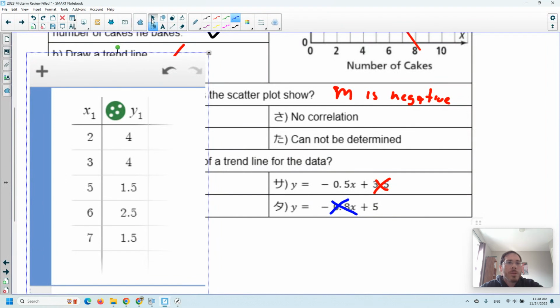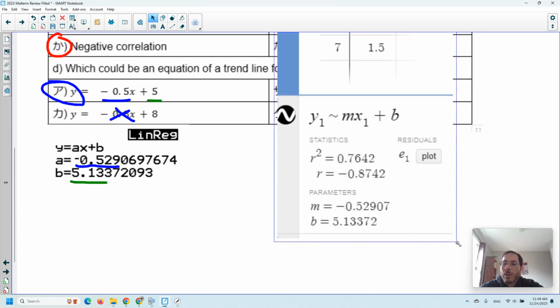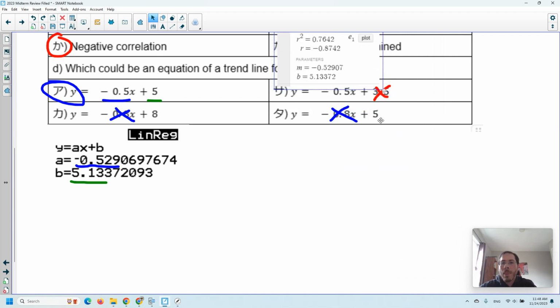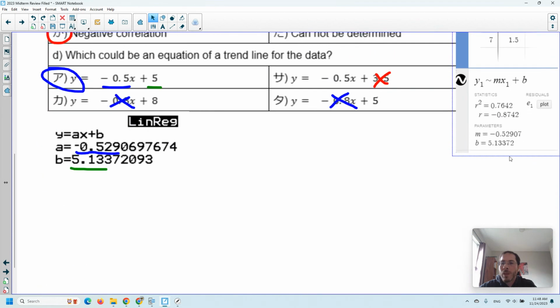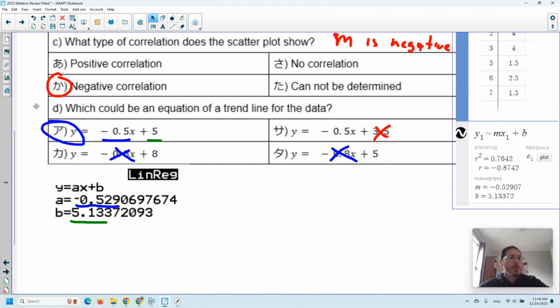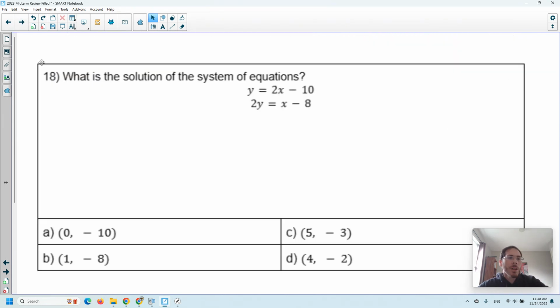There we go. Looks like we're matching up with what we got with the TI calculator. Negative 0.5, negative 0.5, 5.133. So again, we're matching with that one. So I would pick that one. That looks pretty good. All right, number 18, we got to find the solution to the system of equations.